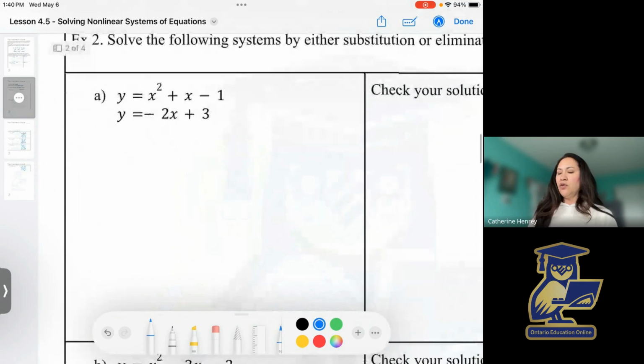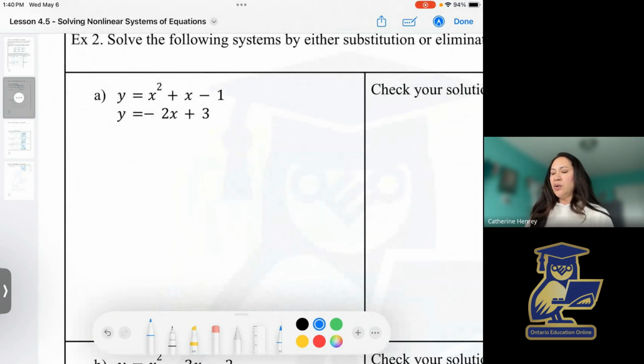It's given in the form y equals x squared plus x minus 1. It also gives you a linear function of y equals negative 2x plus 3. Since both functions are solved for y, it makes sense that we should be able to equate them, meaning we can write x squared plus x minus 1 should be equal to negative 2x plus 3.